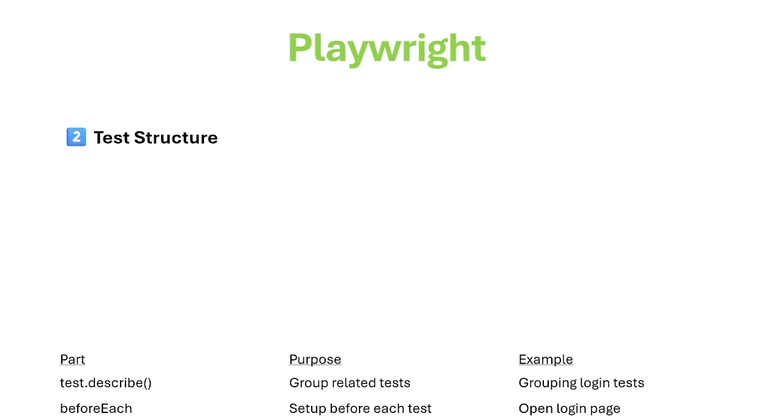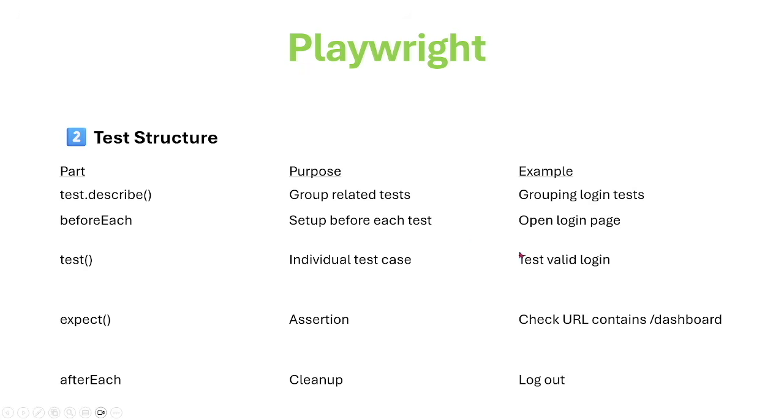Test structure. First, in a test, we need to define a test describe block. Test.describe groups related tests together, like grouping login and logout functions. Before each sets up before each test, like launching the web browser. Test is an individual test case, like test validate login, a test function.